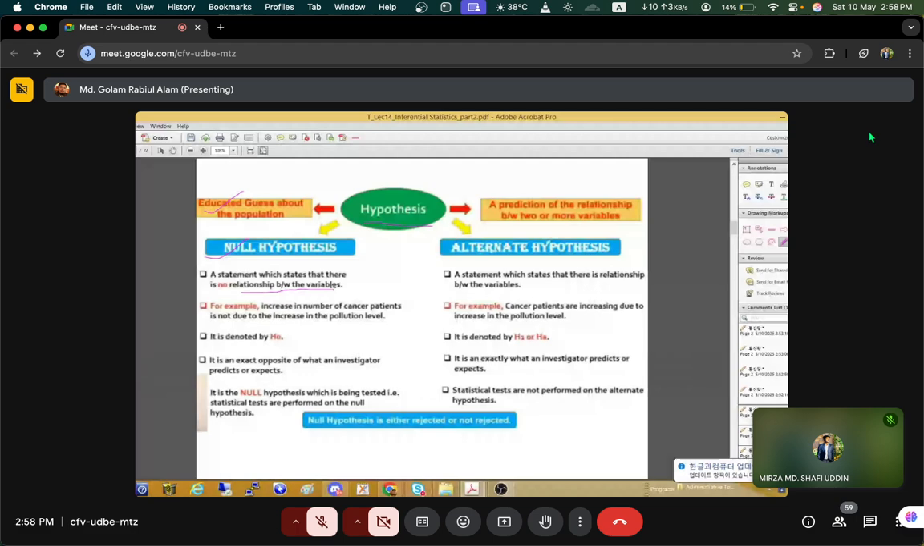Usually the null hypothesis is denoted by H0. This is the symbolic representation. H0 means the null hypothesis, and H1 or HA denotes the alternate hypothesis.